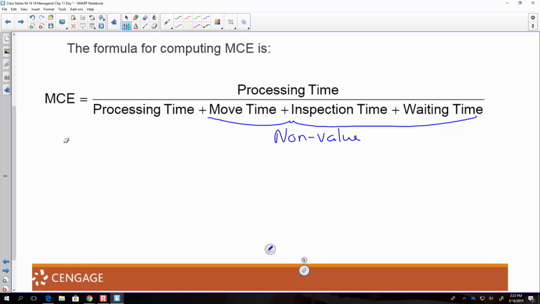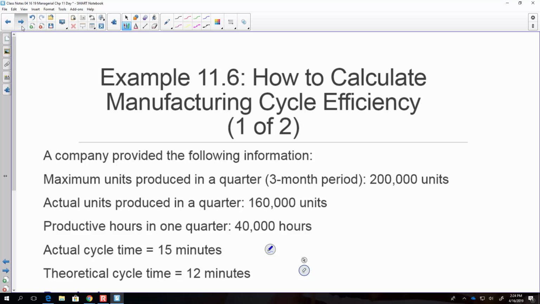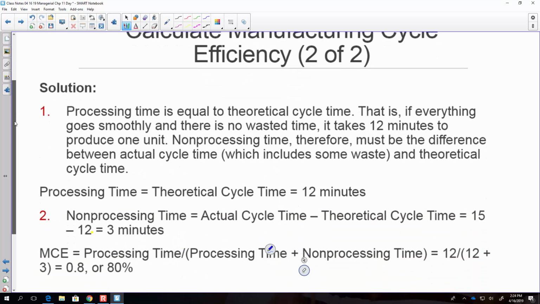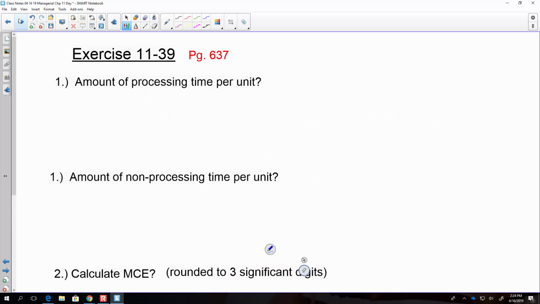We talked a little bit about this in chapter 8, I believe, already. Processing time, again, is the perfect time to make something. The sum of these two, right, is the actual time. So that's our bottom number. Let's try it. I only have one problem for this. Let's see how it goes. The exercise example is 6, and their MCE turned out to be 80%. 12 was the perfect, 15 is the actual, 12 plus 3, that's 80%. So we're going to try 39 as our example for this MCE computation.